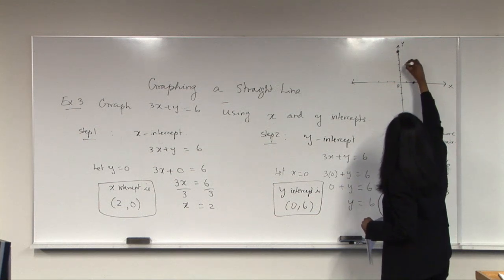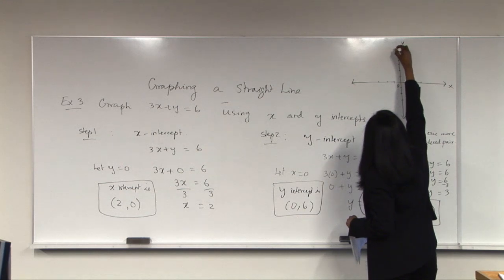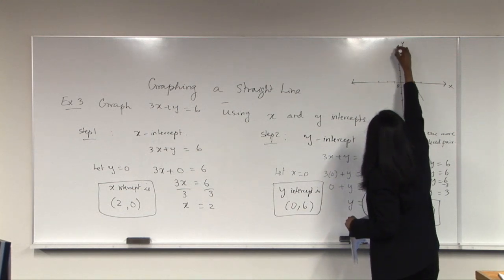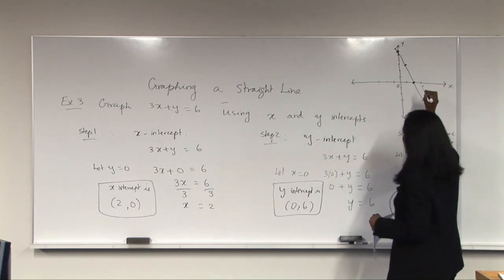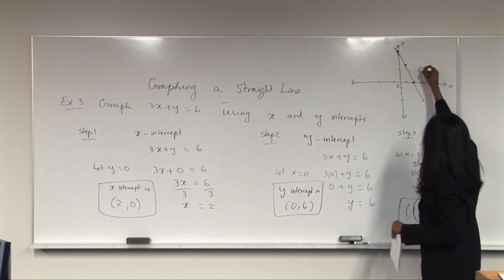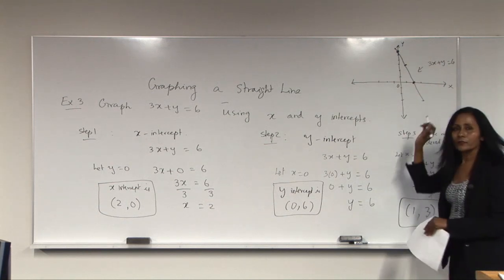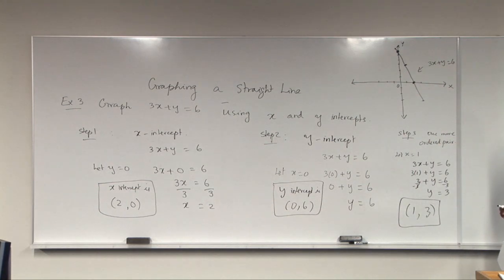You see already, when you join those points, you get a line, a straight line. So this is the graph of the equation 3x plus y is equal to 6. So now you know how to find 3 ordered pairs and graph any linear equation.